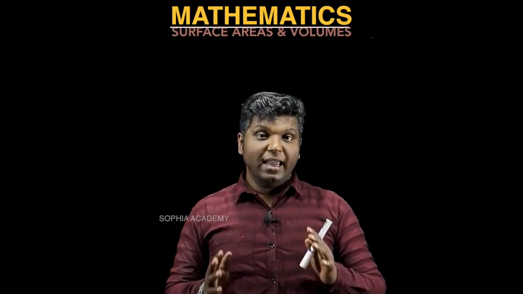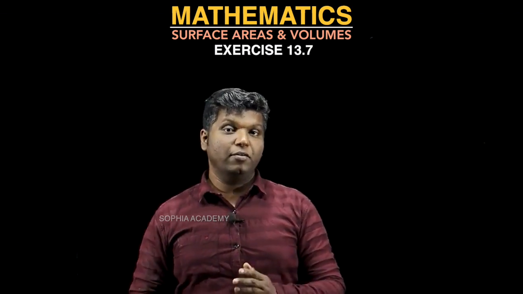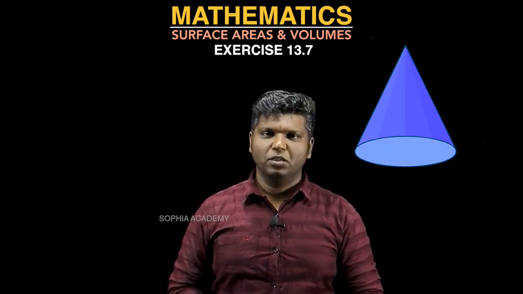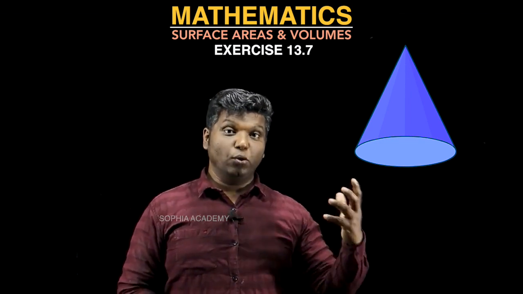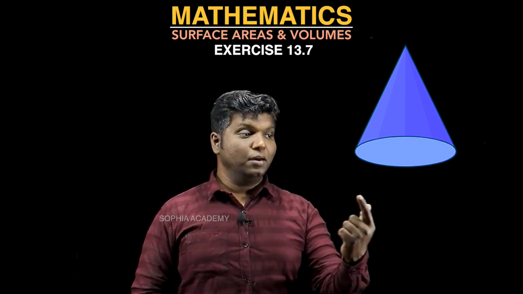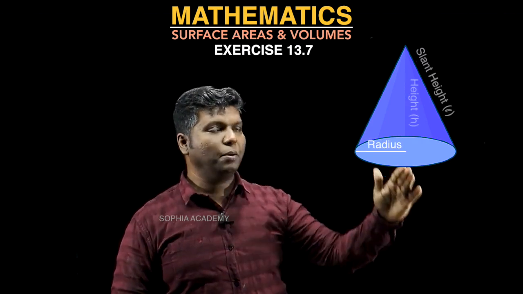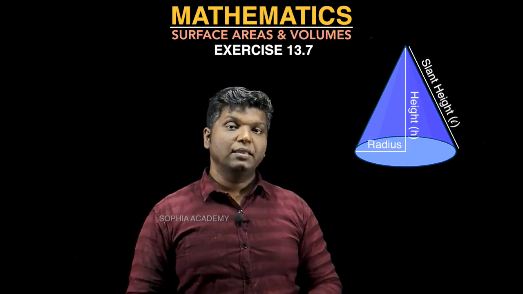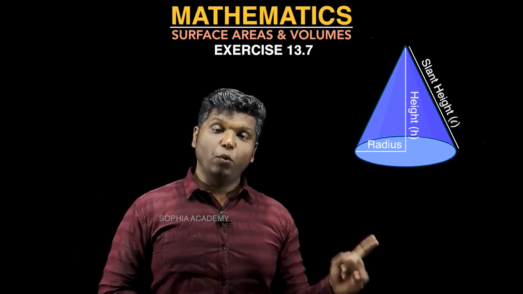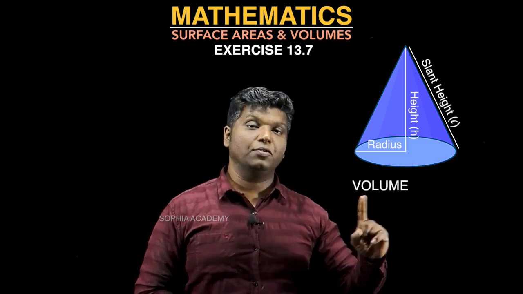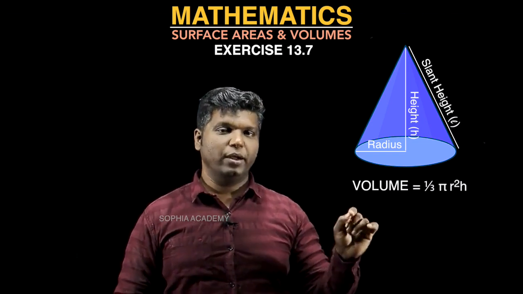So dear students, in exercise number 13.7, here we are going to deal with the right circular cone. So what does it mean by right circular cone? You already know that the base of a cone is circular in shape, and it is something like a pyramid, something like a mountain shape. That's what we call a cone. And regarding the cone, we already discussed that the volume of a cone will be 1/3 of that of a cylinder. That means the volume of a cone will be 1/3 pi r square h.